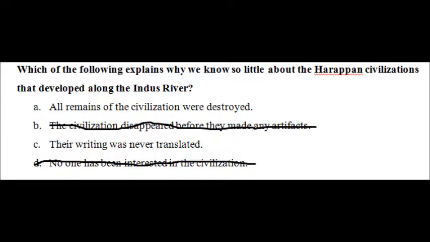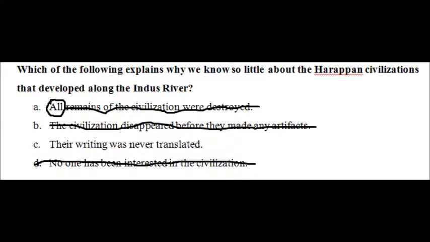All right, moving to the next one. It says, the civilization disappeared before they made any artifacts. Well, as we have learned about the Harappan civilization, the only thing we have to study about them is what's left behind. An artifact is just what they leave behind. The civilization may have disappeared, but any civilization that exists leaves behind something of their existence. If they didn't, we'd have no way to study them. So I'm going to mark that one out too.